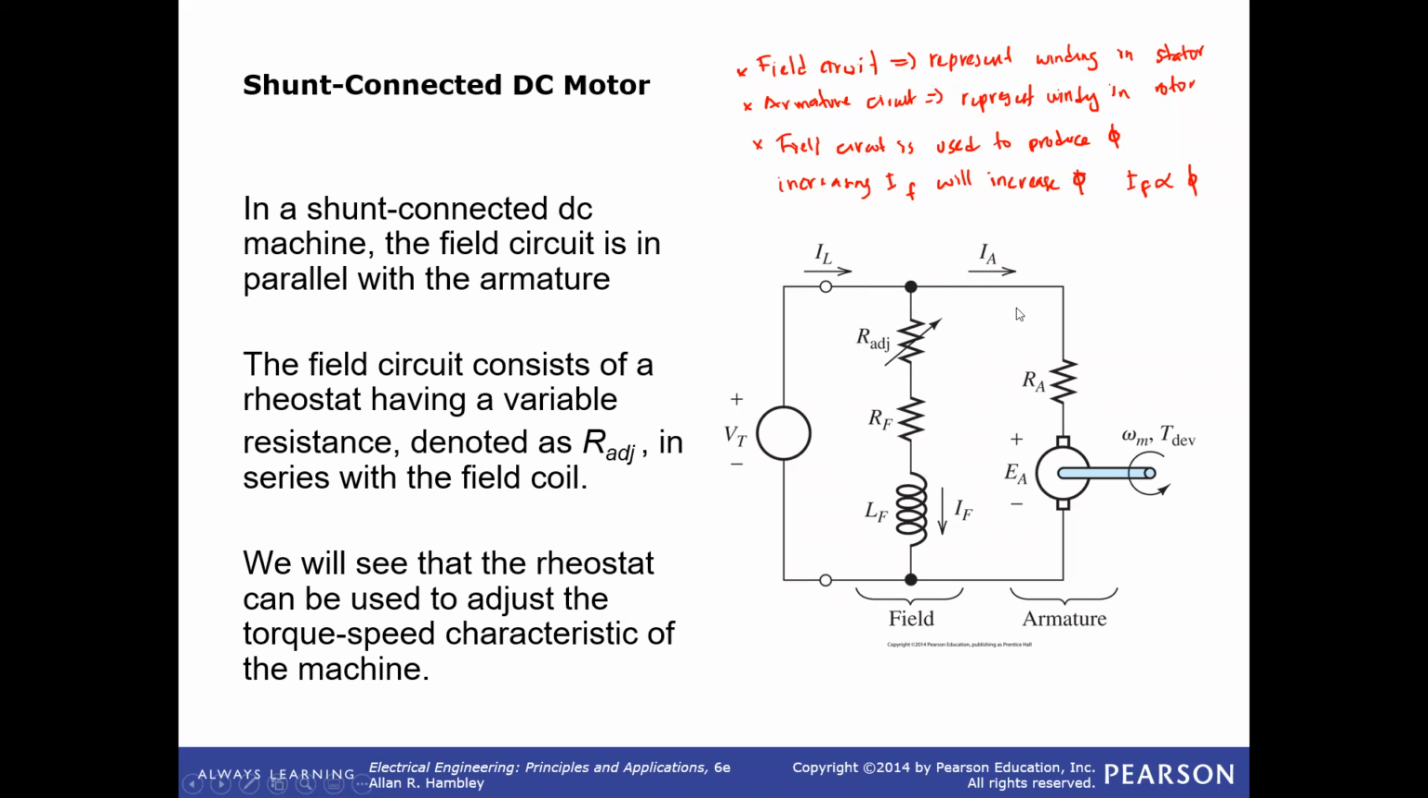As you can see here, IL is the I total, which is the I source, which is equal to IF plus IA, and this is the armature circuit containing RA and also the back EMF. And I would like to remind you that for the field circuit, for a steady state condition, you can always ignore the inductor, because in a steady state there is no change of current, so the voltage drop across the inductor is almost zero.